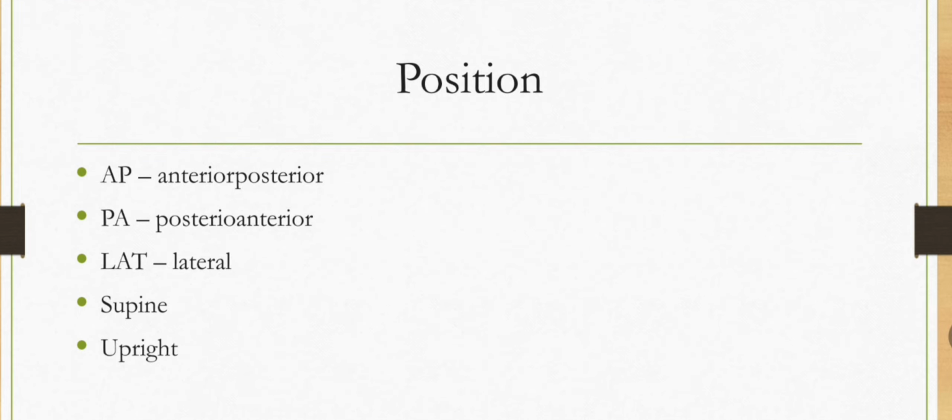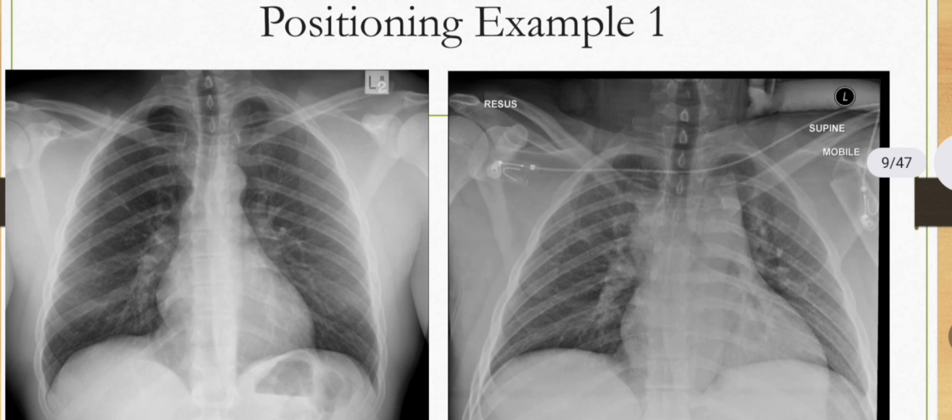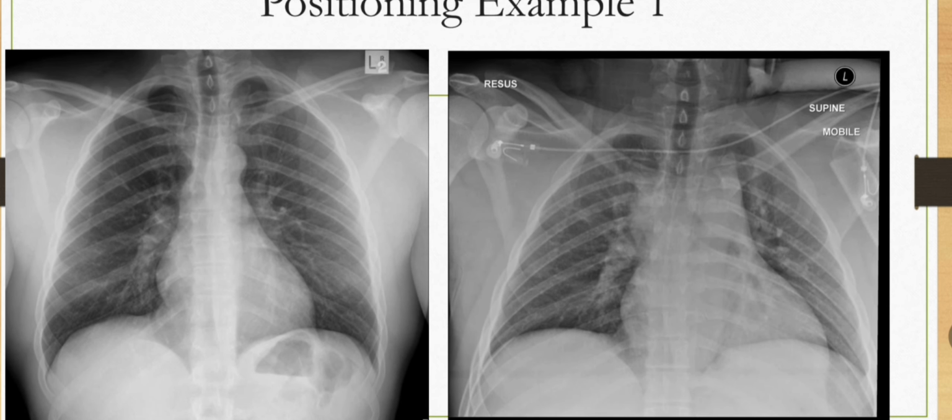Positions. There are different positions of X-rays, which include anterior-posterior position, posterior-anterior position, lateral, supine, and upright. Positioning example: this is an anterior-lateral chest X-ray.